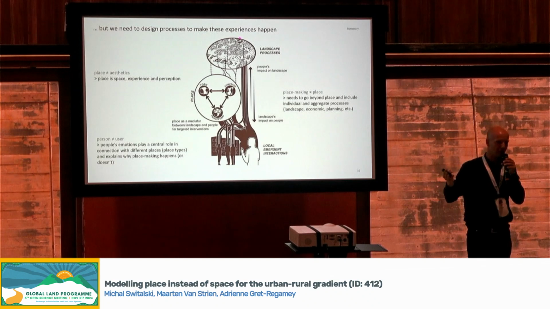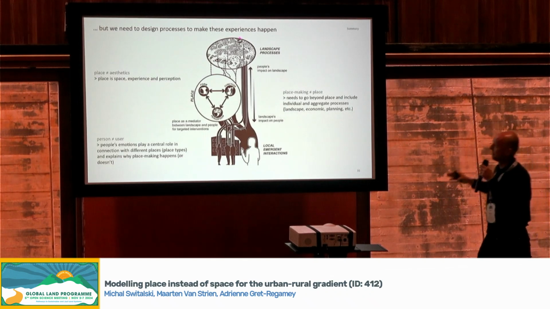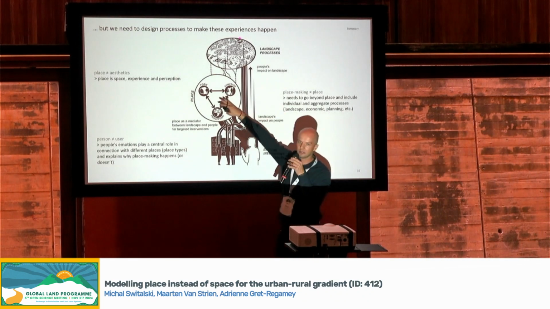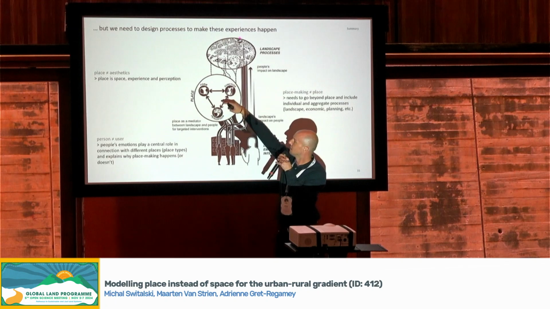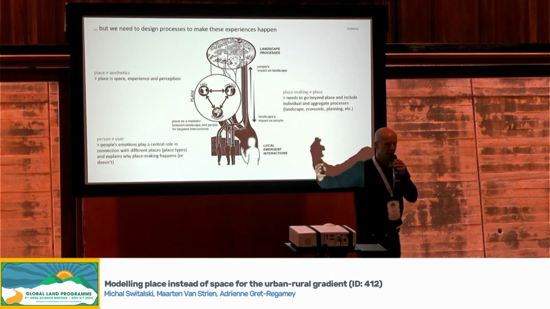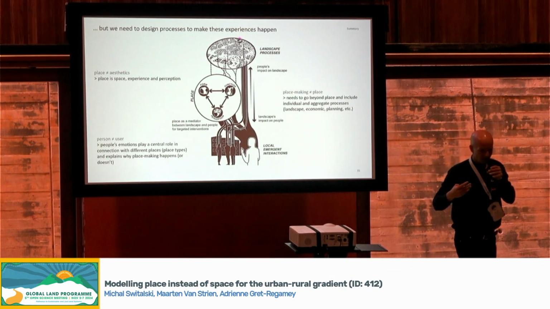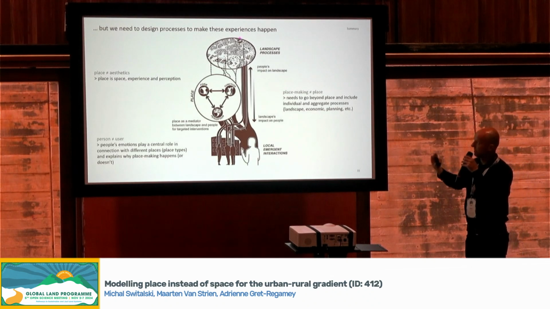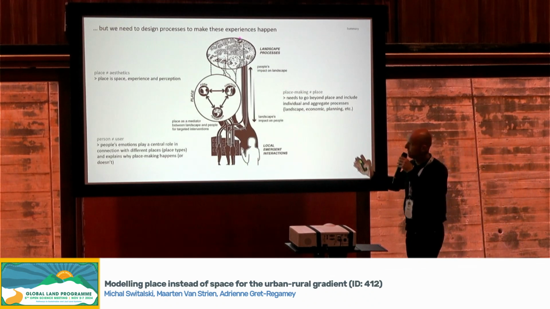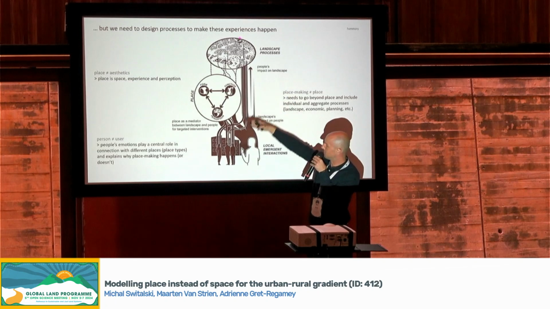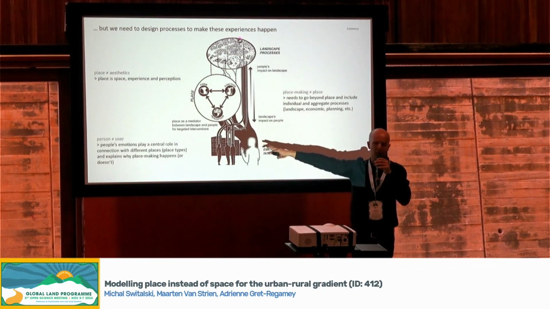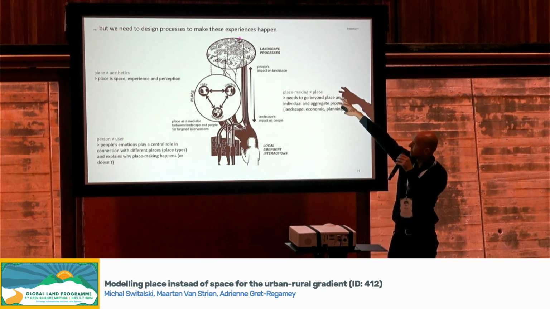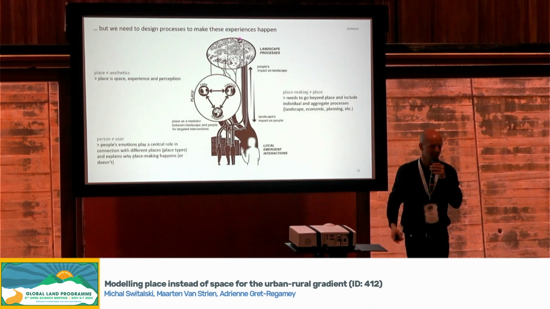So to summarize, place is the totality of spatial indicators in combination with perception. And we posit that place, not only as a concept but as an indicator, is a useful way of navigating between local processes as well as system or landscape scale processes.